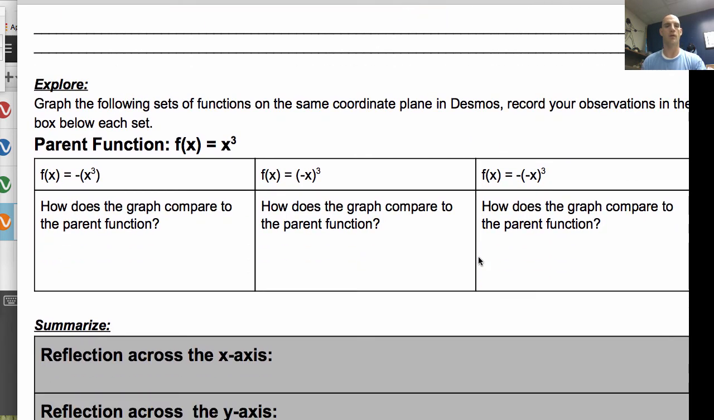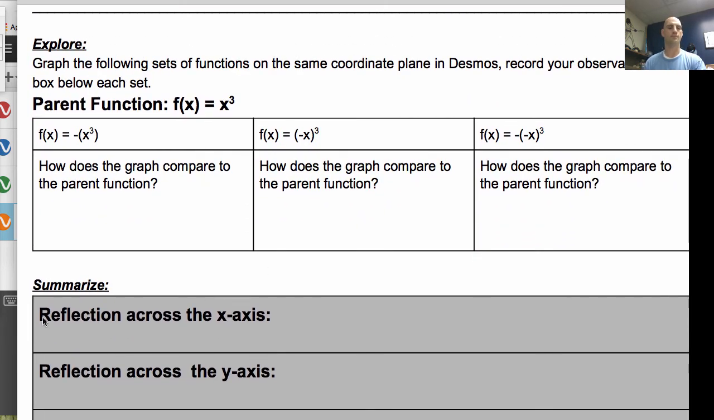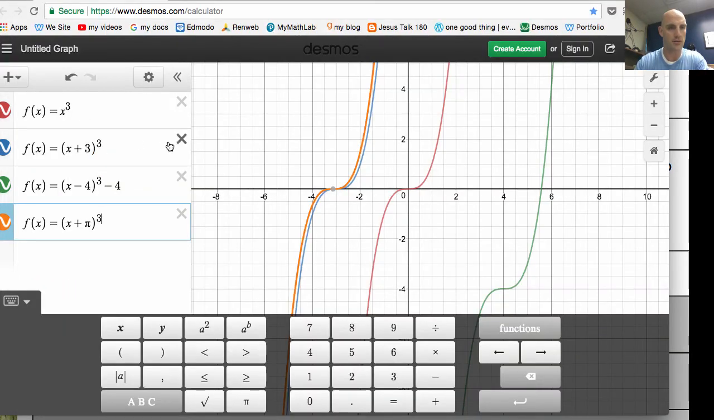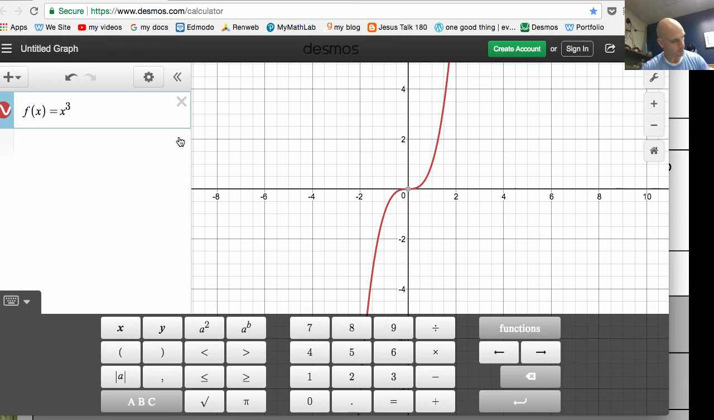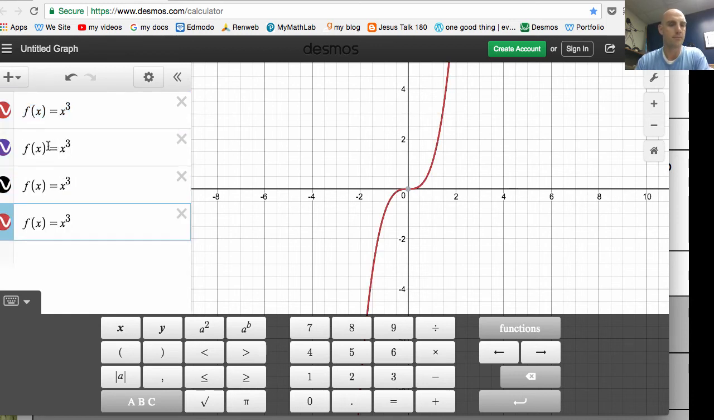Okay, here we go. Let's explore a little bit more. Here I'm putting in negative places. So my parent function is x cubed, so let's hop back over here. I'm going to clear these out. And it wants me to graph 3 different functions. Hold on, I'm going to get smart here. So it wants me to do a negative x cubed.